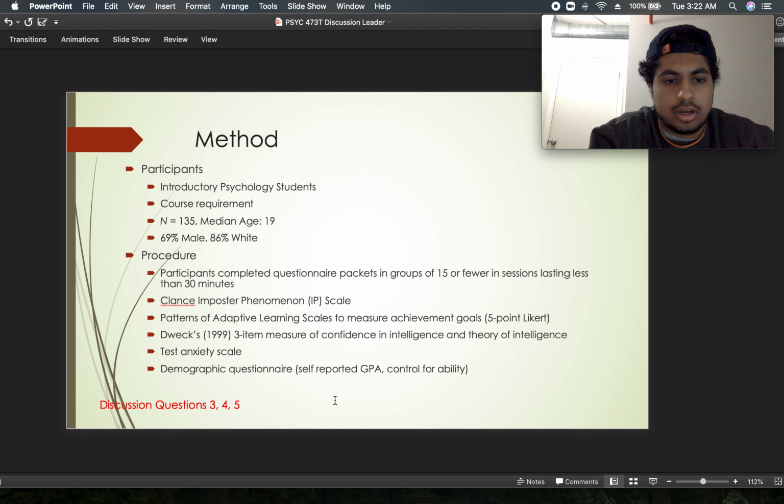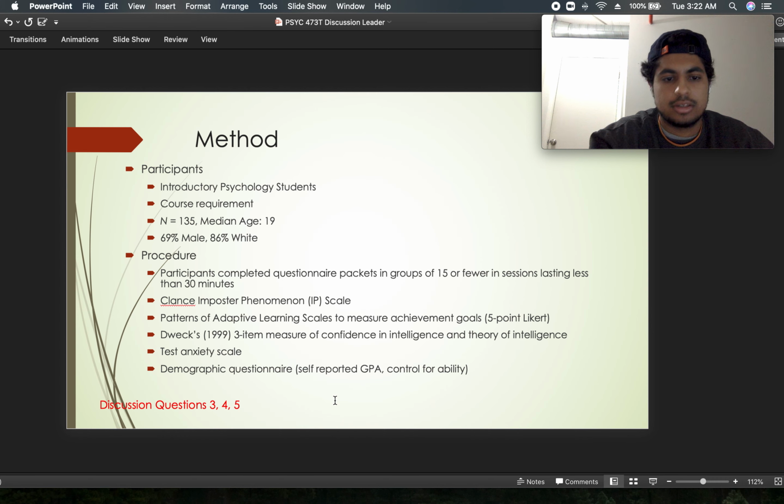And so there were 135 participants with a median age of 19, and 69% were male and 86% were white. So they're overwhelmingly male and overwhelmingly white. And this actually leads me to my next discussion question, which is, this research was done on introductory psychology students, and the median age was 19.